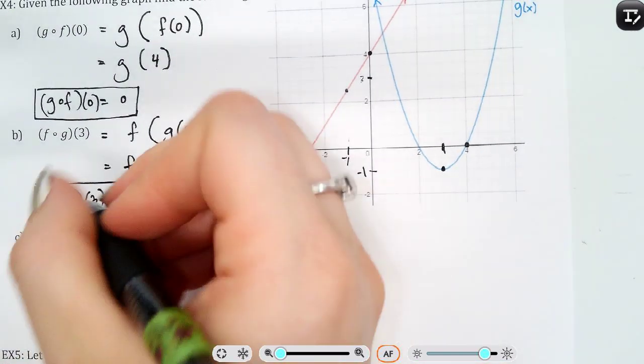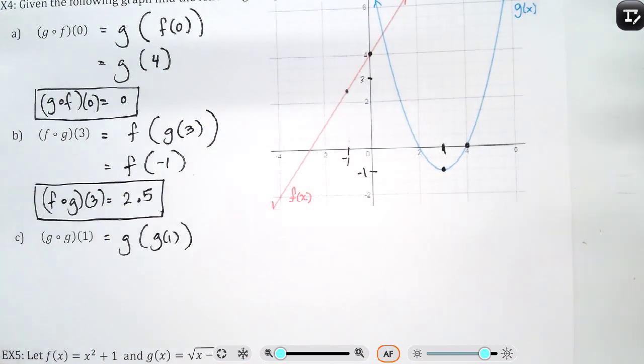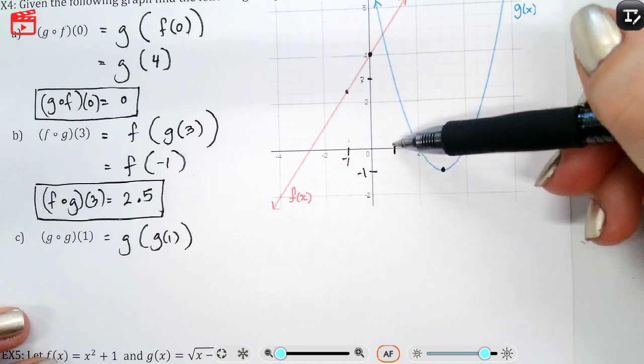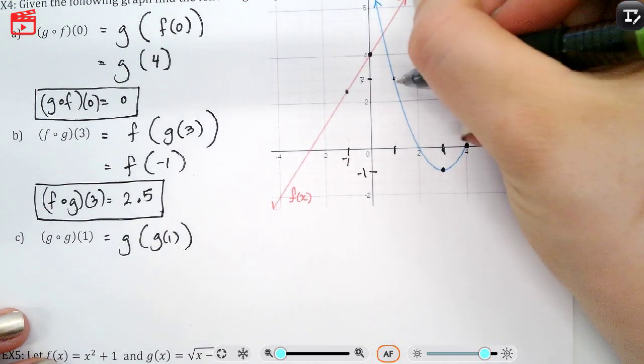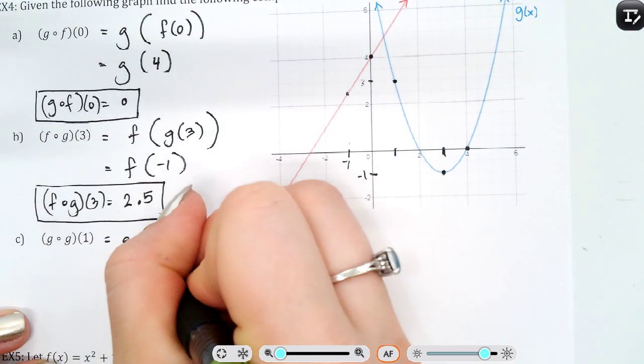All right, last one. G of 1. Okay, so looking for the x value of 1. Right there. Go for my g value, which is 3. Okay, so that's going to be g of 3.